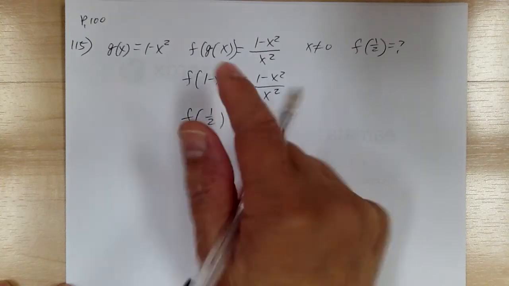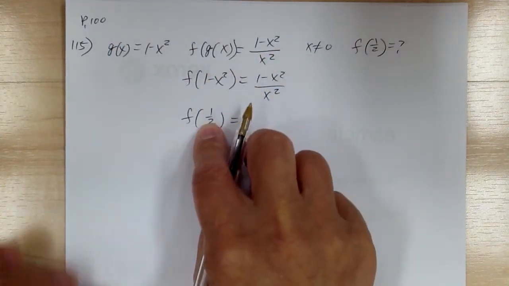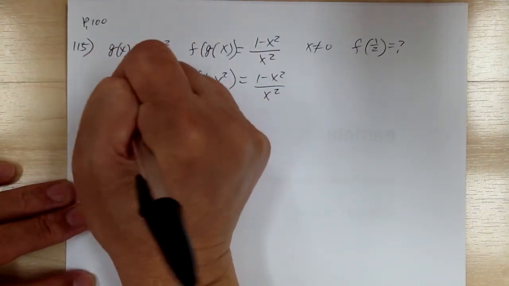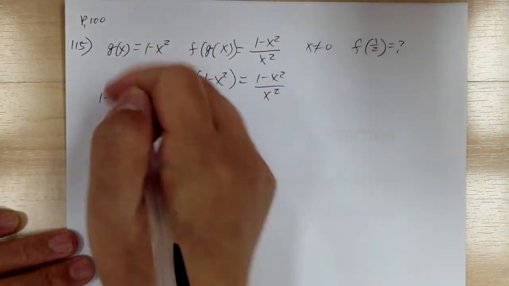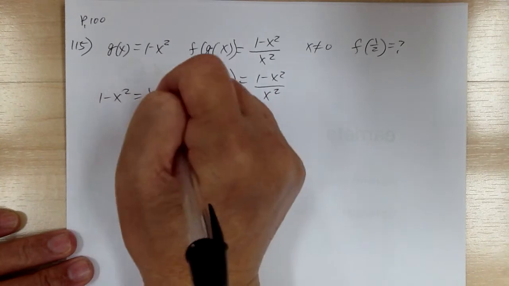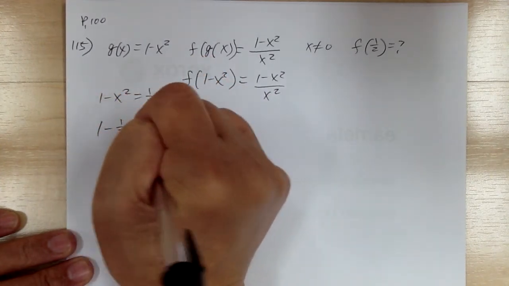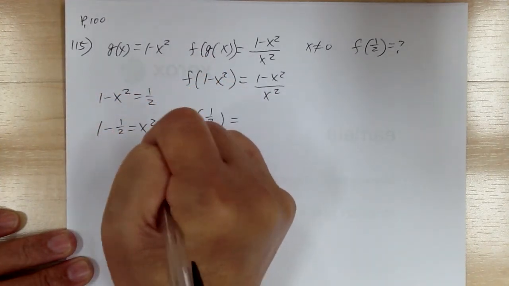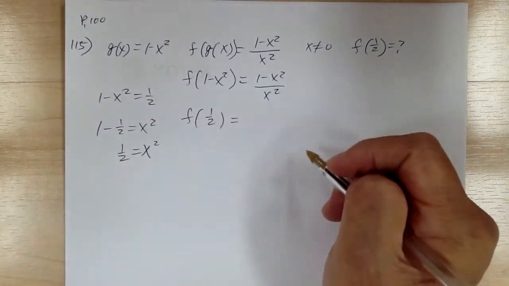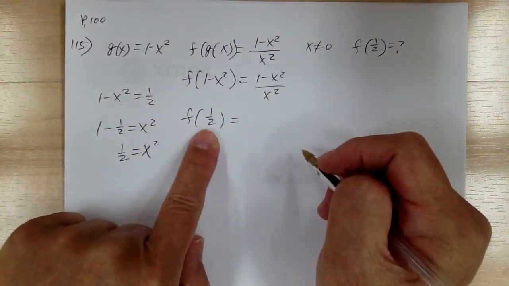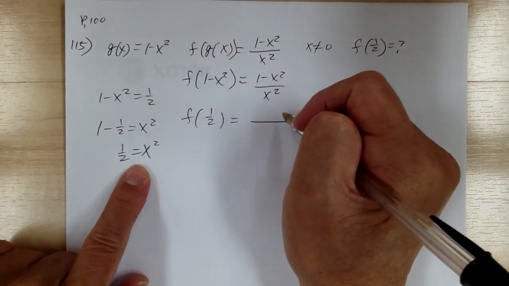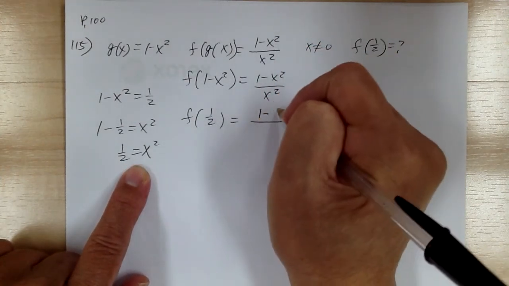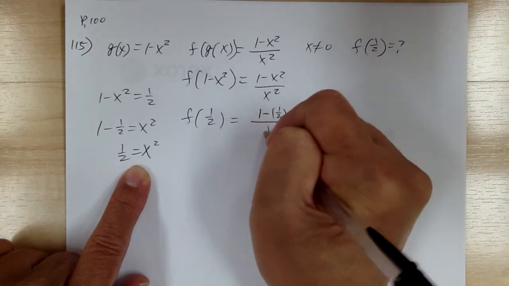Again, you can go to the side. So 1 minus x squared equals 1/2. Move this over: 1 minus 1/2 equals x squared. So x squared equals 1/2. So f of 1/2 means x squared equals 1/2. Whenever you see x squared, you substitute 1/2. So you get 1 minus 1/2 over 1/2.